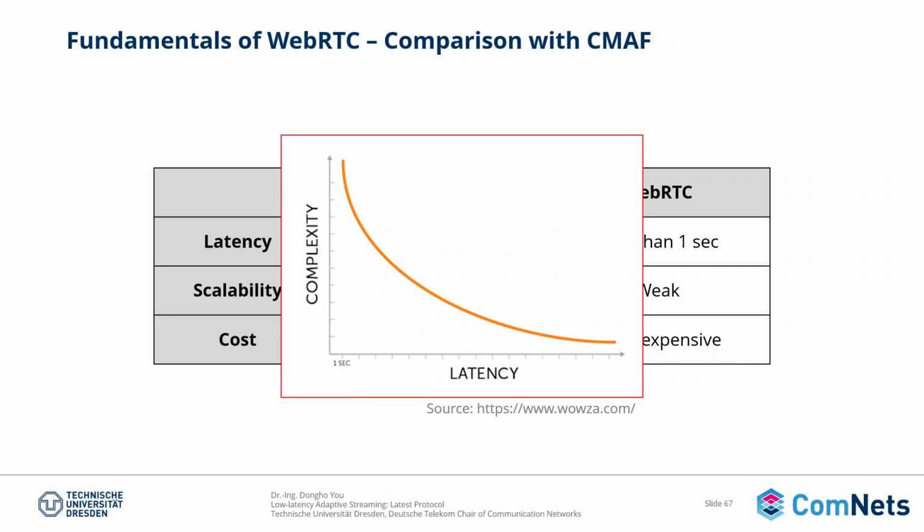Usually, to reduce the latency, this is a very common graph, we need to pay more for something, such as computing resources. Or in order to get both benefits at the same time, we have to give up some functions, like WebRTC doesn't support ABR, adaptive streaming. Yeah, this is a trade-off actually.